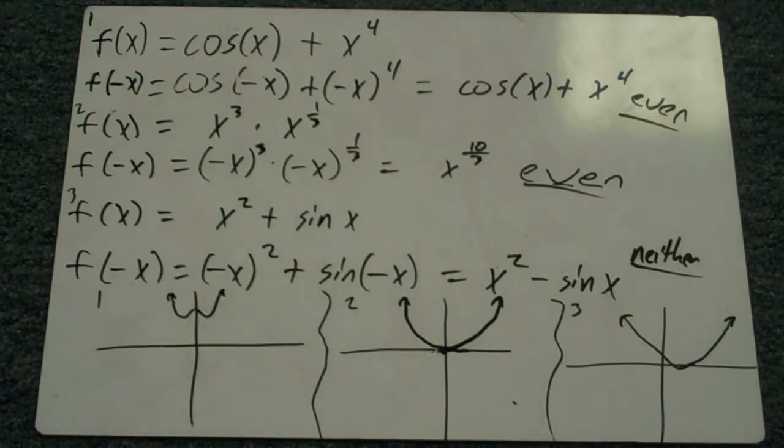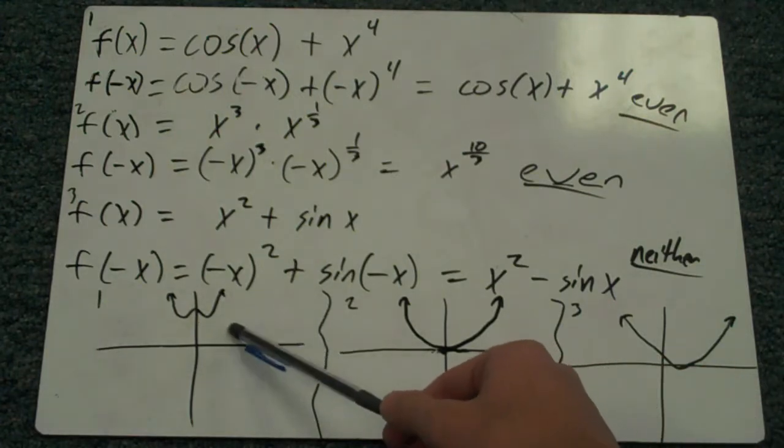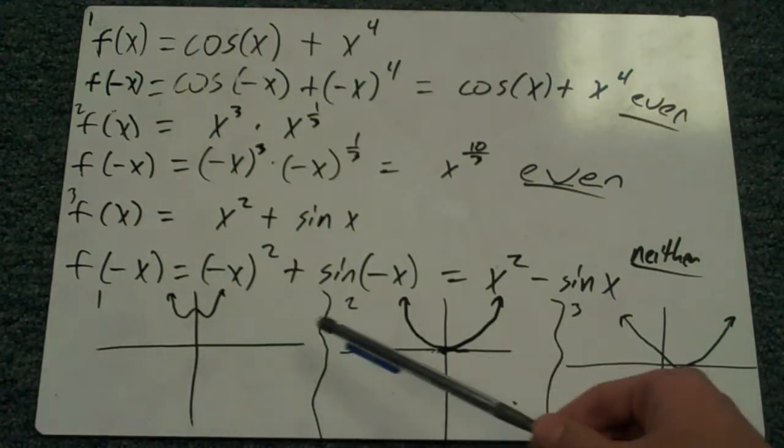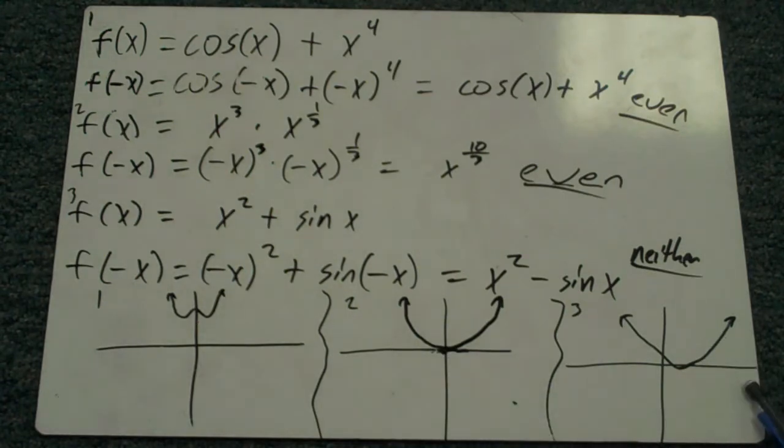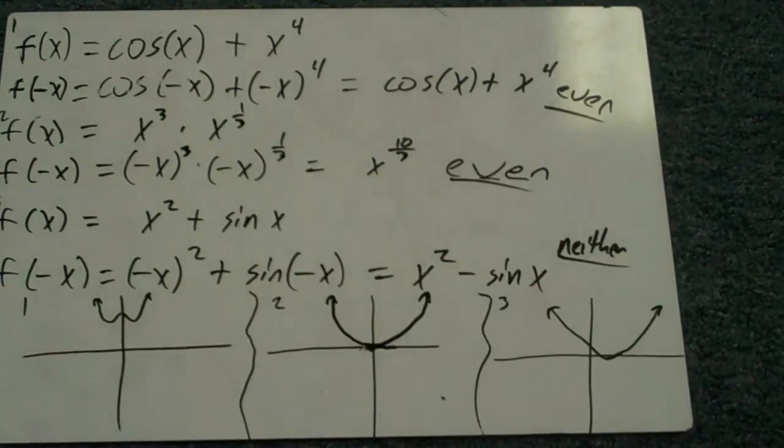As you can see in the graph, the first function is even, the second function is even, and the third function is neither even nor odd. This is because of the formulas that we showed you earlier.